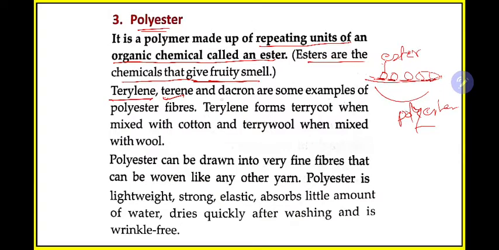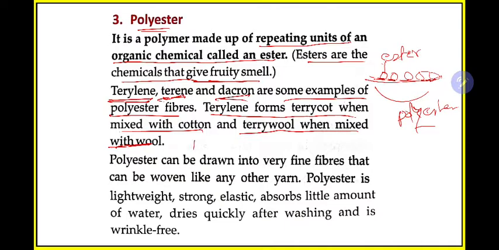Terylene and Dacron are some examples of polyester fibers. So there are different polyester fibers. Some common examples are Terylene and Dacron. Okay, so you need to remember these names. Terylene forms Terricot when mixed with cotton and Terrywool when mixed with wool.